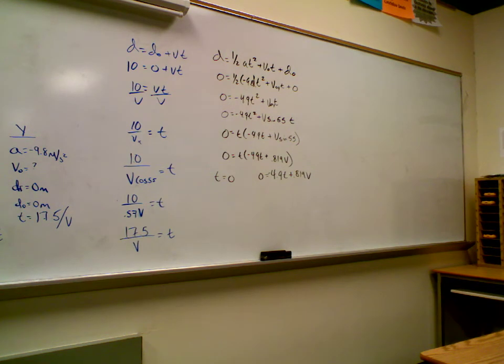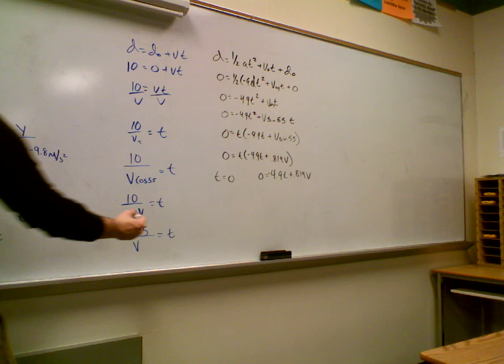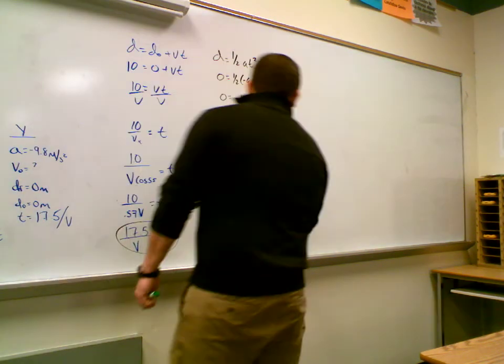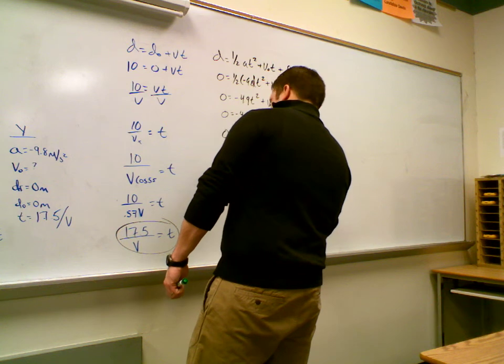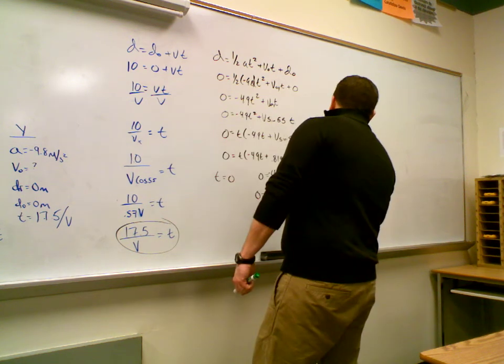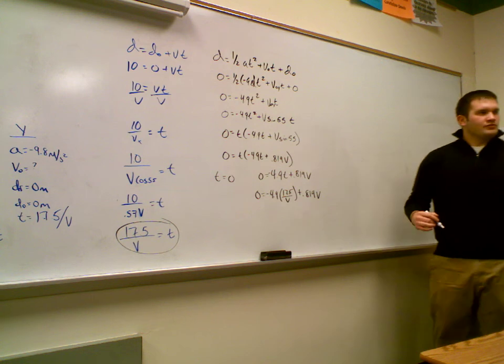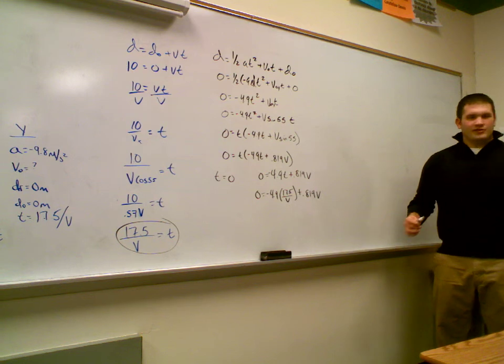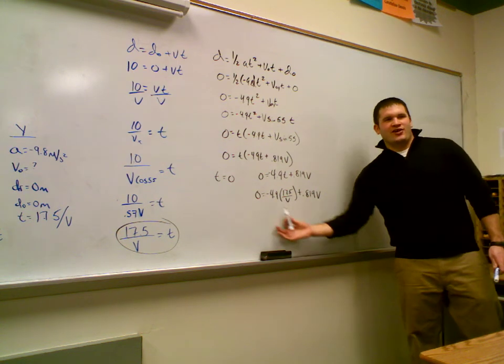Now some of you are saying, whoa, we have two variables there. We have two variables, don't we? But we also know that time equals 17.5 over v. So I can do this: negative 4.9 times 17.5 over v plus 0.819 v. Still with me? Okay.